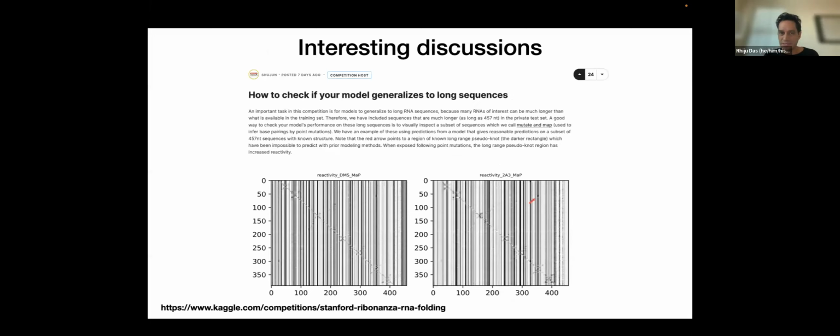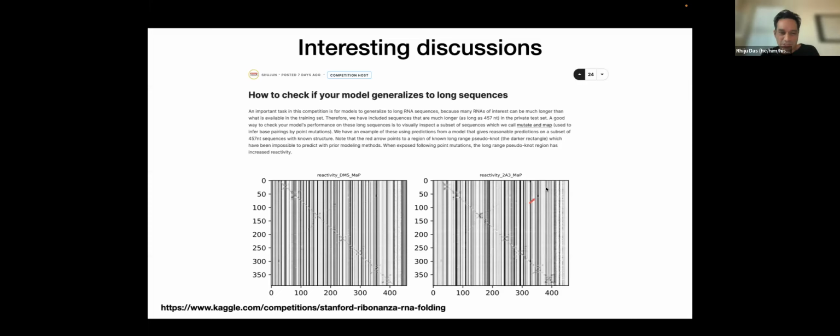And then there are interesting discussions happening, and this is my favorite one. This is from a co-host, Shujun He. Shujun has this great post on how to check if your model is generalizing to long sequences. The way the competition is set up, we actually don't have data for long sequences. We will be collecting those for the test set for the private leaderboard.